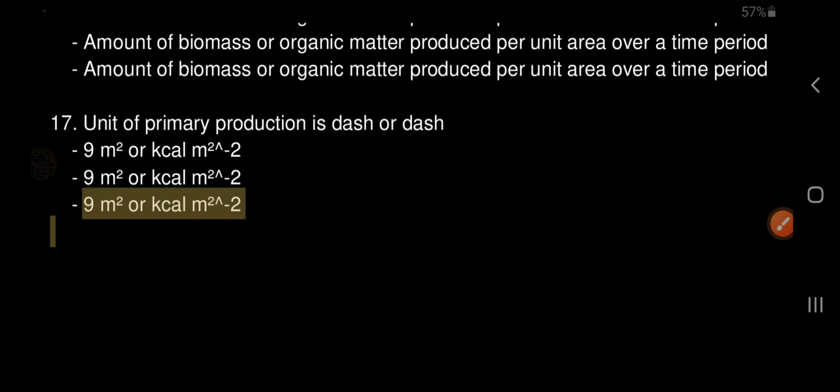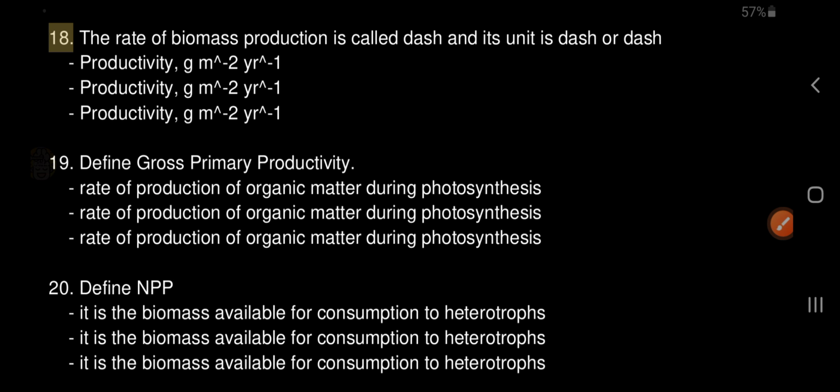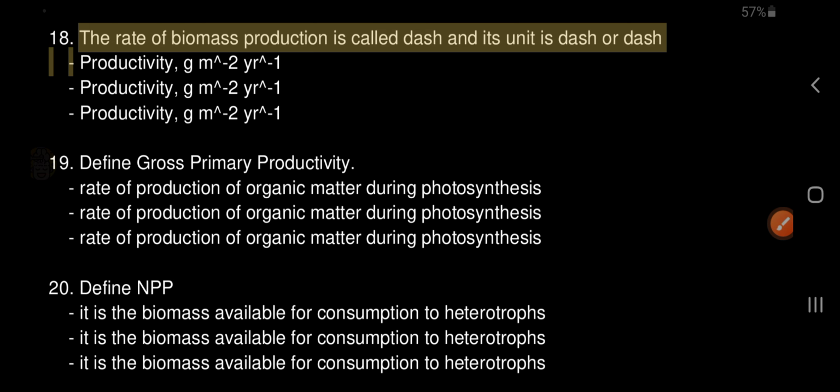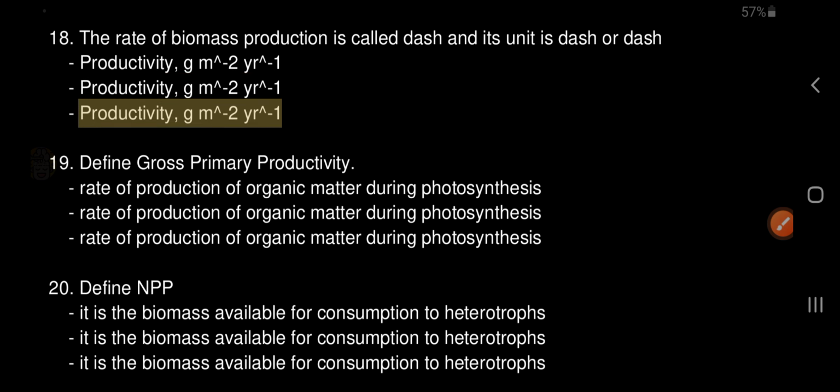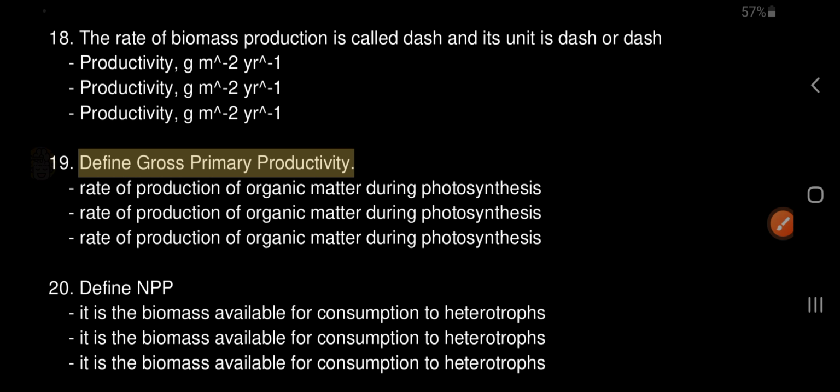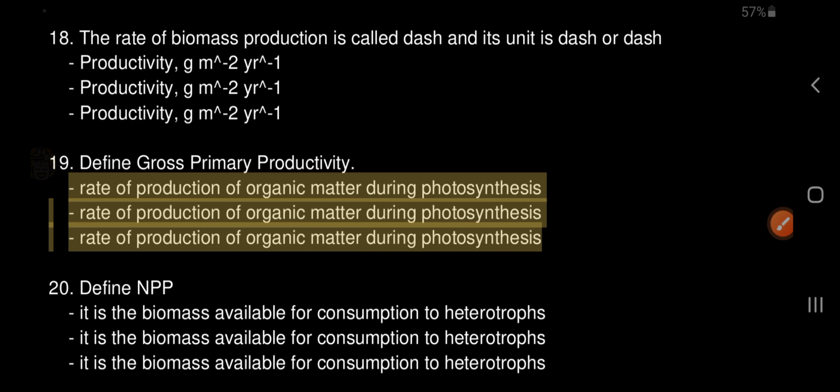18. The rate of biomass production is called dash and its unit is dash or dash. Productivity, g m^-2 yr^-1. 19. Define gross primary productivity. Rate of production of organic matter during photosynthesis.